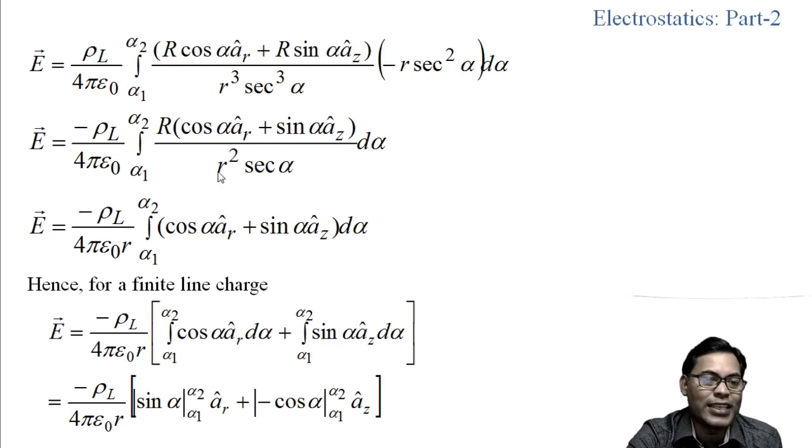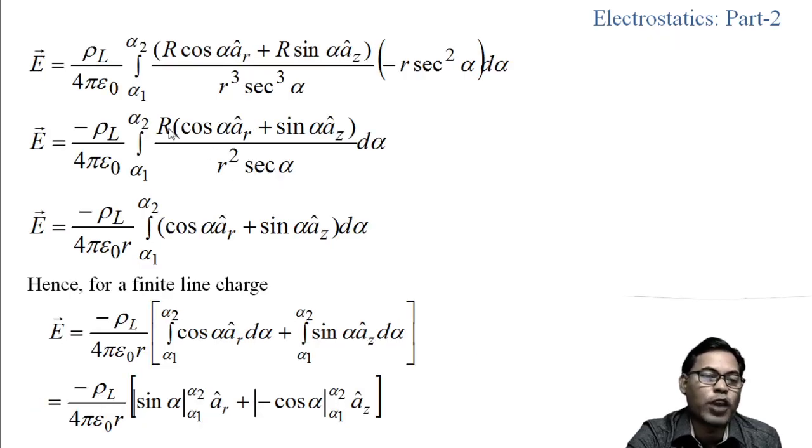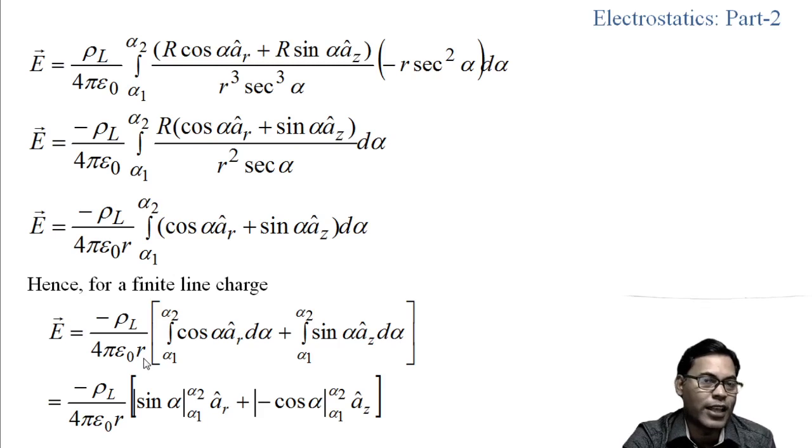Now you see that in this expression, if we consider only r into r sec alpha, this r sec alpha means capital R. So here r sec alpha will be equal to capital R. So capital R cancels out, and this r is taken outside the integration, because r is the perpendicular distance from the z axis to the point of our interest, where we are going to find the electric field intensity. So that r is taken outside, that is constant.